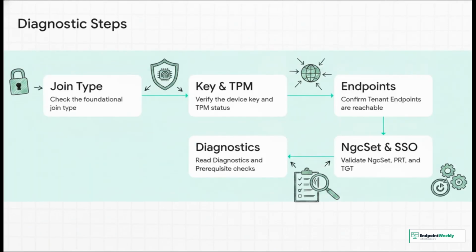All right, let's bring it all together and summarize this diagnostic playbook. When you run dsregcmd /status, you're going to read it strictly from top to bottom. Step 1, check the join type. Step 2, verify the device key and TPM. Step 3, confirm your tenant endpoints. Step 4, validate NgcSet, the primary refresh token, and the ticket granting ticket. And step 5, read the diagnostics and prerequisite checks at the very bottom. Following this structure narrows down the exact issue every single time.